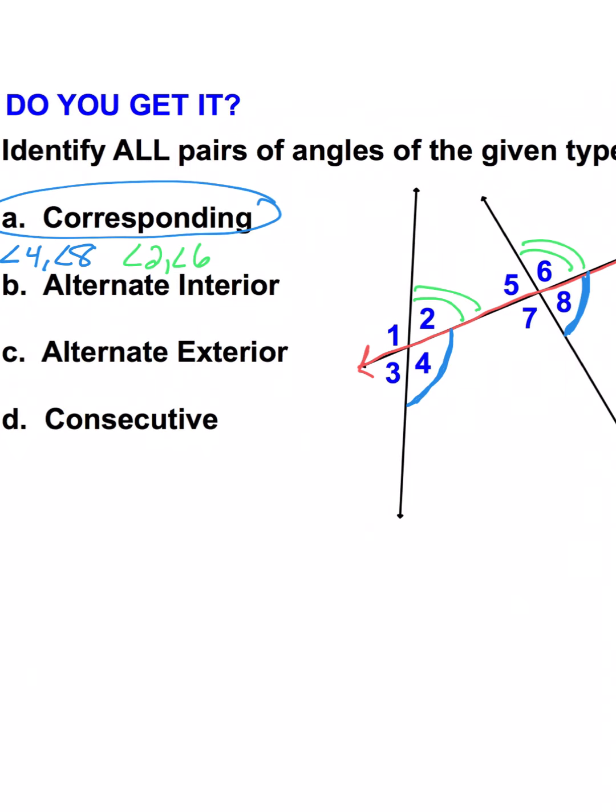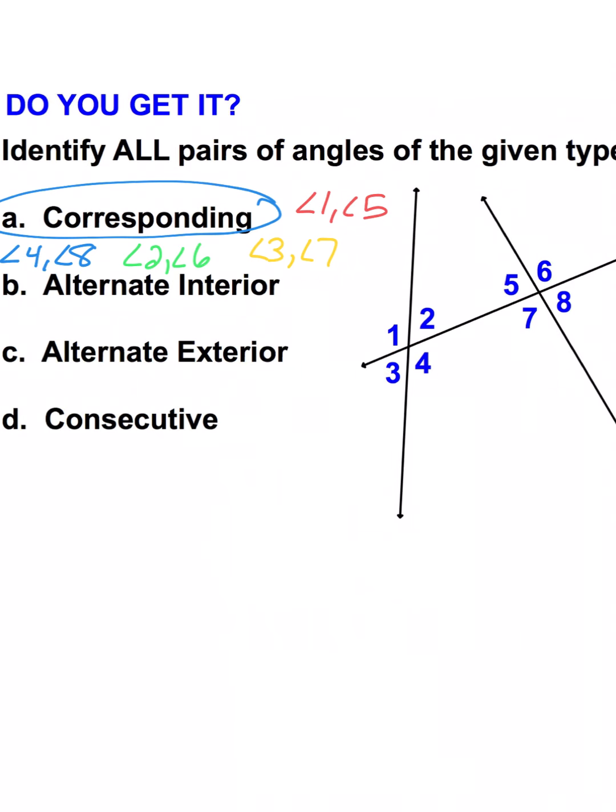Okay, our next pair, let's look at 7. 7 happens to be below the transversal and to the left. 3 is also below the transversal and to the left. So angle 3 and angle 7 are corresponding. And then that leaves us with our last pair. 1 is to the left and above. 5 is to the left and above. So 1 and 5 are considered corresponding angles.